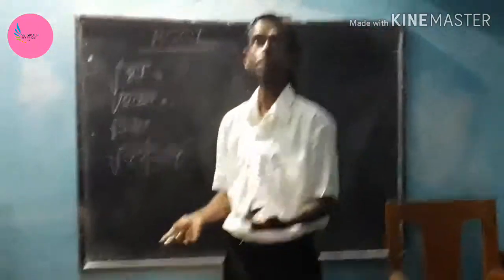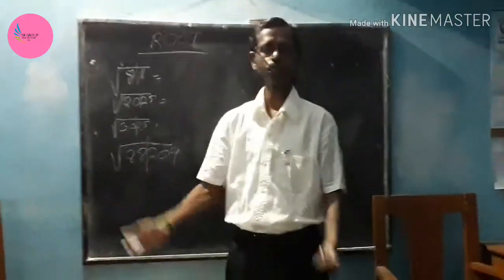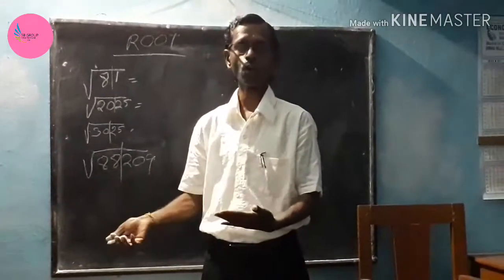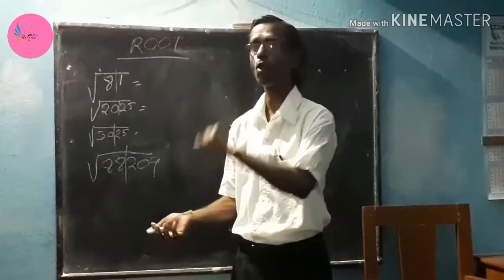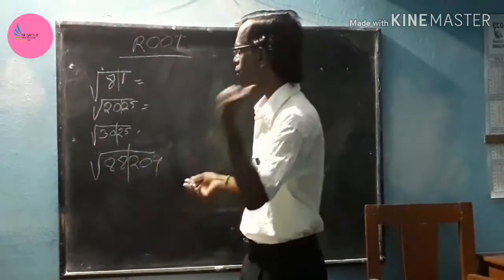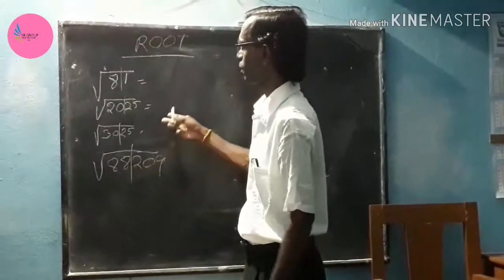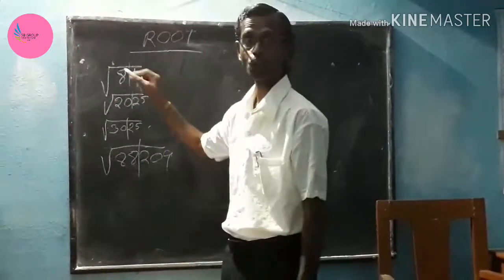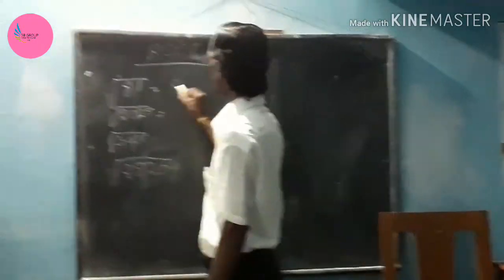Now again, mostly students are creating problems. So there is the root problem, and the root problem is the most important. They think, is my answer right or wrong, how will it be calculated within a moment? So listen. Here is the root problem. How will we solve the root problems? Here, when you get root of 81.